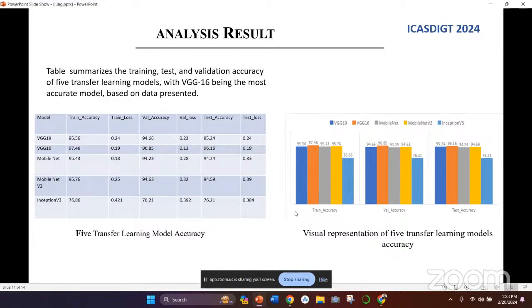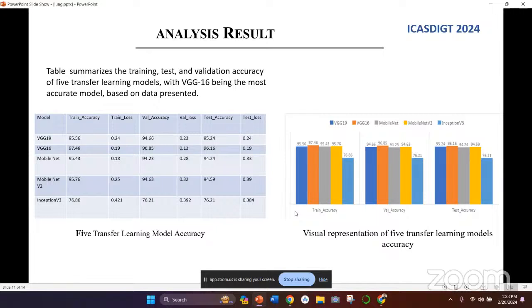Result analysis. Now we are talking about my paper result. VGG19 training accuracy 95.6, loss 2.4, validation accuracy 94.66, validation loss 0.23, and test accuracy 95.24, and test loss 0.24. VGG16 training accuracy 97.46, validation accuracy 96.85, and loss 0.13, test accuracy 96.16, and test loss 0.19.